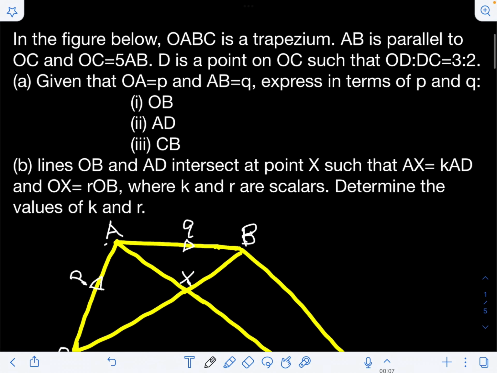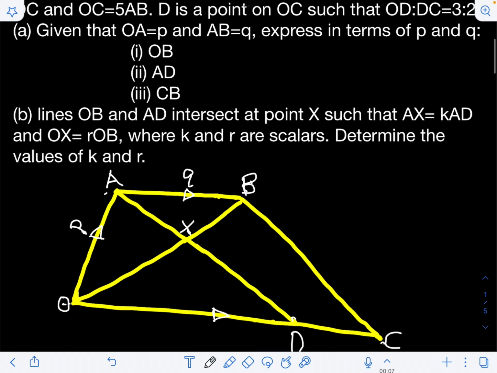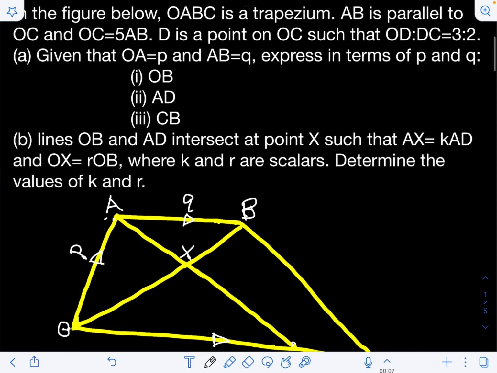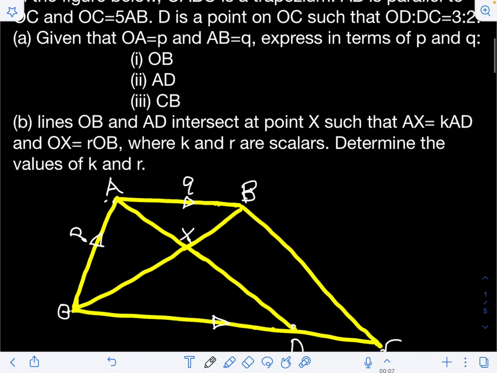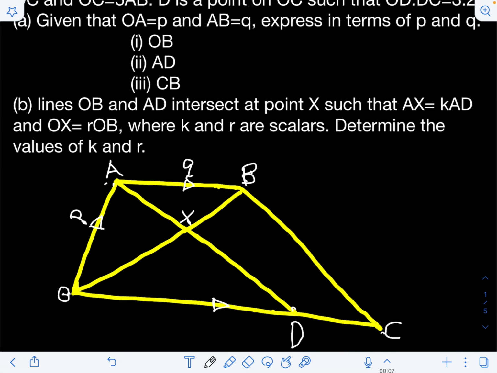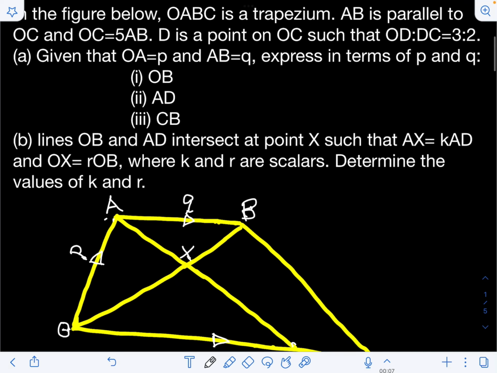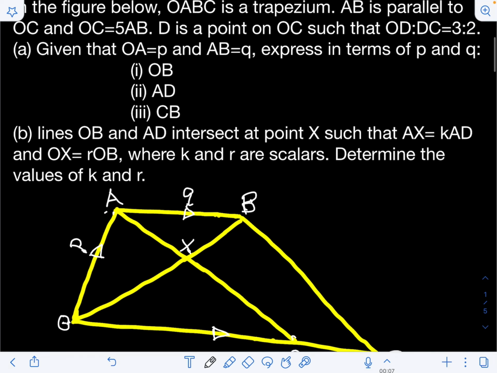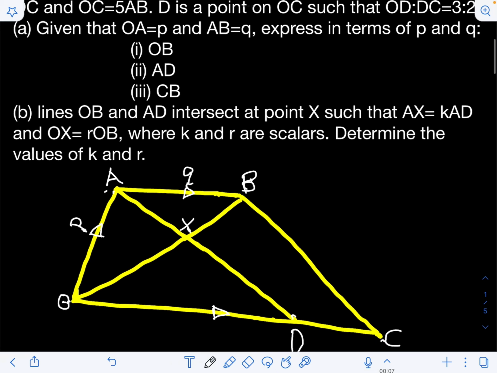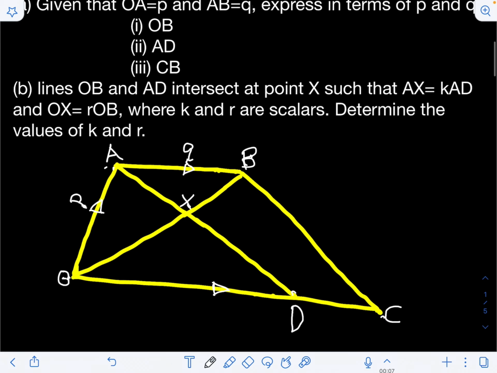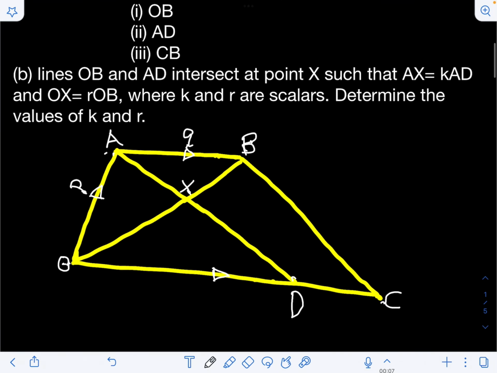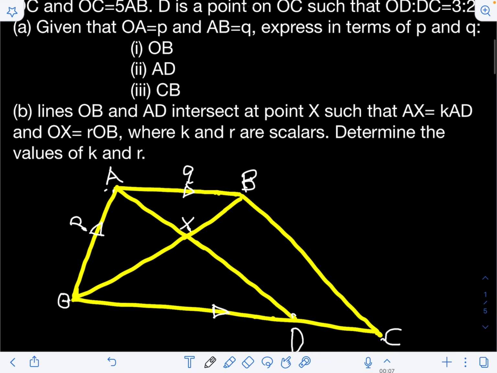Given that OA is vector P and AB is vector Q, express in terms of P and Q: 1, OB; 2, AD; and 3, CB. Let us solve the first part first, then we are going to solve the second part.